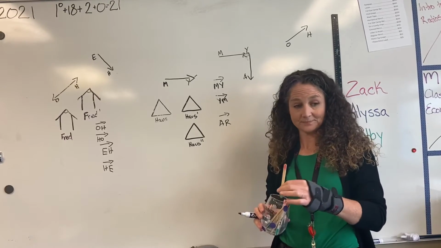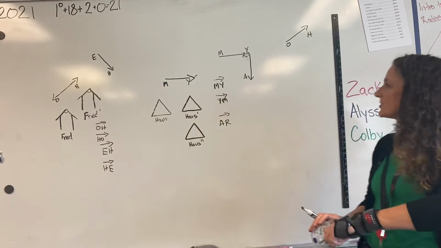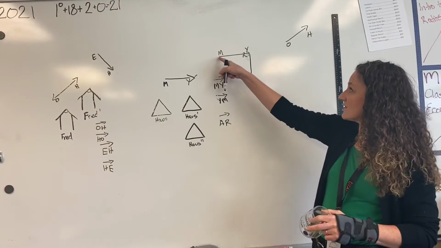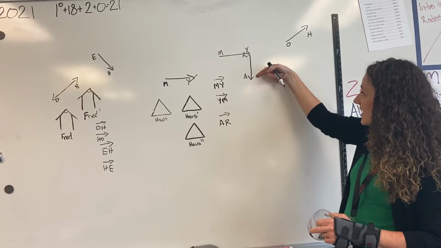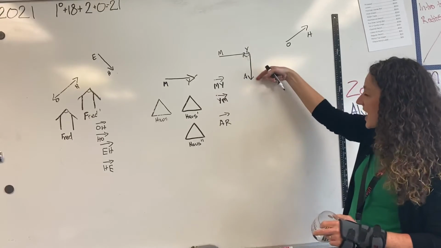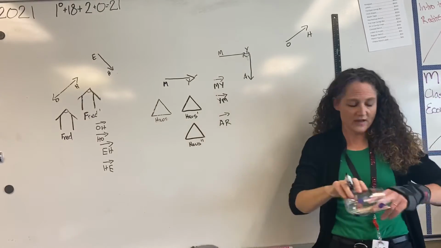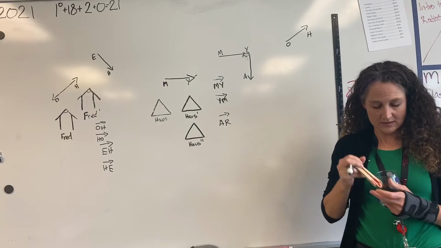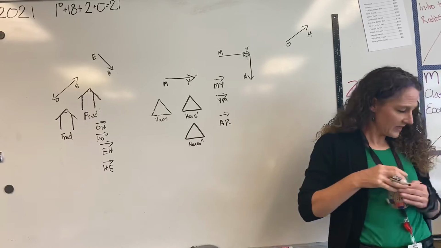So, Alyssa, how do you think I'd figure out? We've got the tail of vector my, and we've got the head of vector RA. How am I going to figure out what the total vector is going to be when these are added together? What do you think? All the letters?